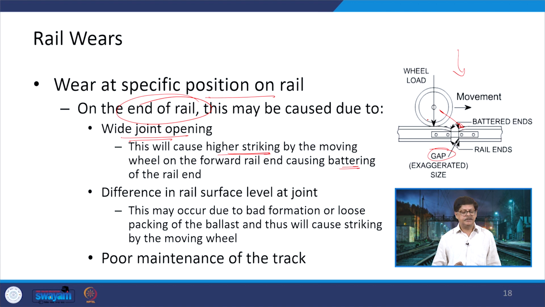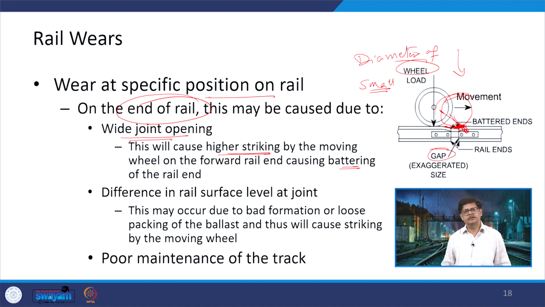Another reason along with this which will cause this type of battering is the diameter of the wheel. If the diameter of the wheel is small, then also this contact, if I draw here, so if it is a small diameter wheel, more contact will be here and therefore more pressure will be exerted on this rail. So, that will also be a problem. This can be an additional factor which you can remember.